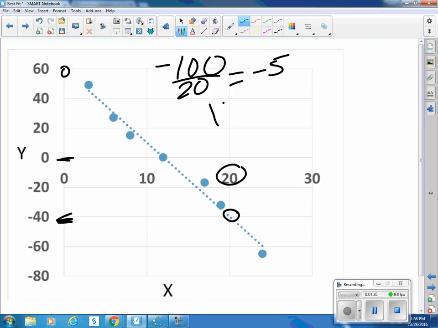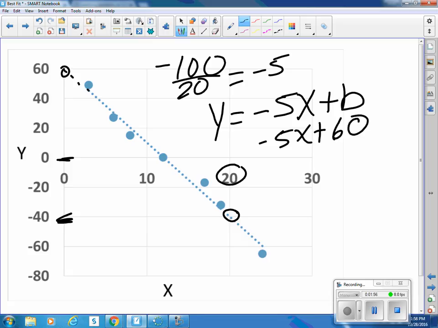So we could write the equation: y is going down compared to x, and it's going down 5 times as much, so it goes down 5 for every x. We don't know what crosses the y-axis, but we could read it off because we can see that it's going to be about 60. So negative 5x plus 60.